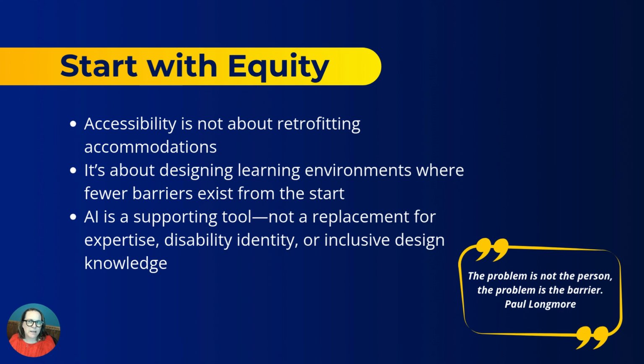So I want to begin by grounding us in equity. Accessibility is not about going back and fixing something after a barrier has already impacted a student. It's about designing our courses from the beginning in a way that reduces those barriers in the first place. So in an online class, this might look like organizing your Canvas modules consistently, using clear headings, and ensuring that documents are accessible before students encounter them.